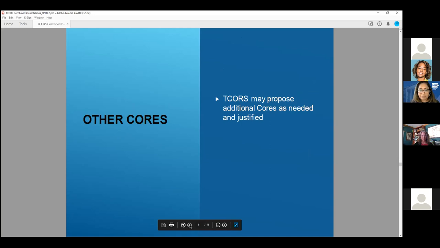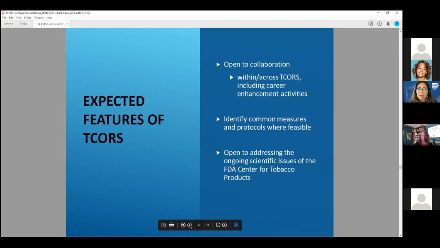Next one, please. So here we have an overall the expected features of the T-Course. Again, we expect that they will be working in collaboration with the coordination center called CASEL, as we mentioned before. There also we have all the T-Course, we have a steering committee that will be governed by a PI from each of the T-Course, by a CASEL PI, and will also include people from NIH and FDA.